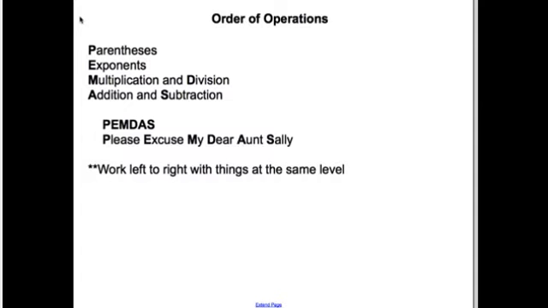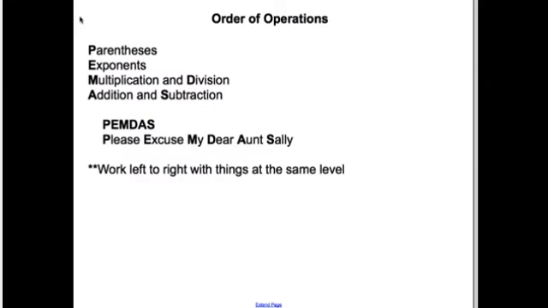Now, these are the rules that we must follow, okay? This is the order that we take care of our operations. Parentheses. Make sure you're writing all of this down. Then exponents. Then multiplication and division. Notice multiplication and division are on the same line. That's because they're equals. Multiplication and division are the same level, so we do those problems third, moving left to right. And then lastly, addition and subtraction.